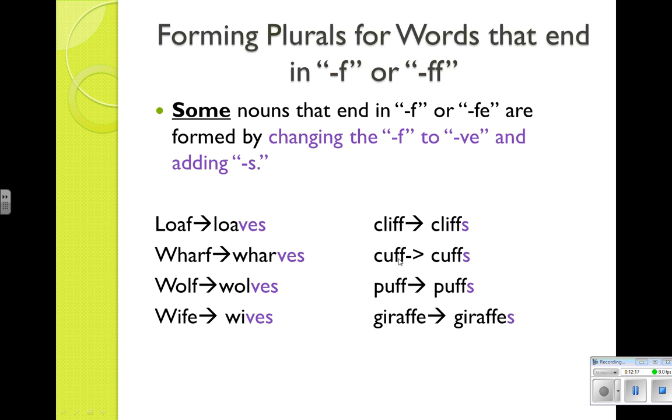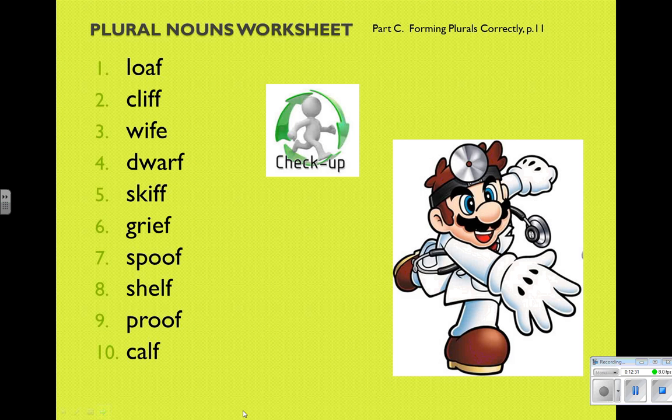Same thing applies for cuffs. You don't say cuves. That's difficult to say. You say cuffs. Puff, we don't say puves. We say puffs, so just add an S. Same with giraffes, just add an S. Fairly straightforward.